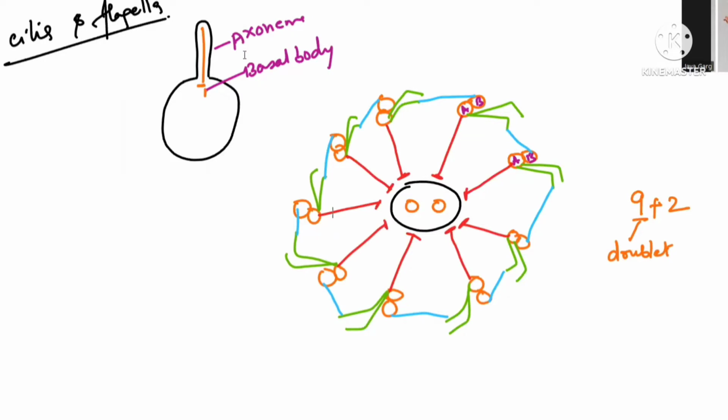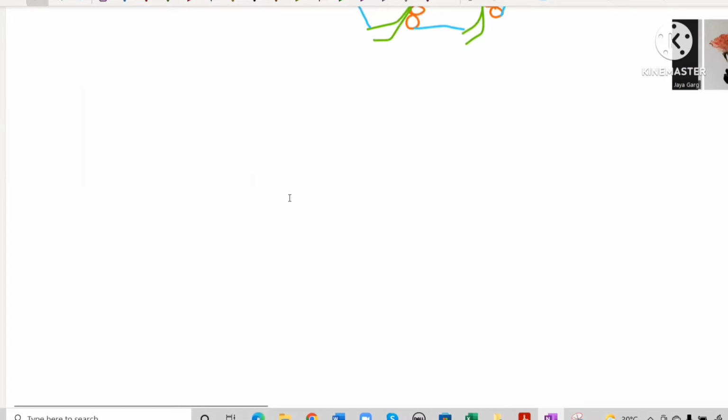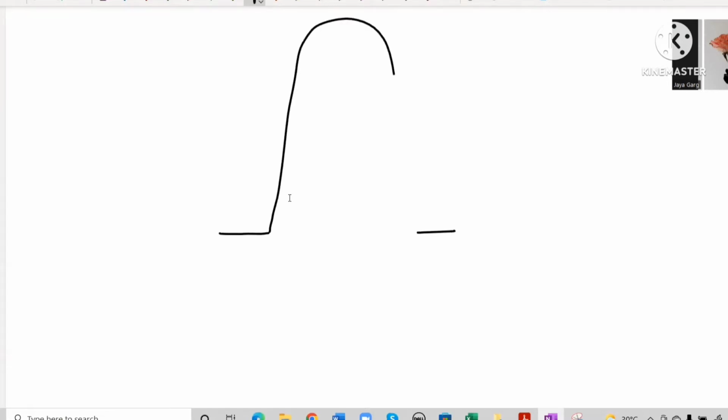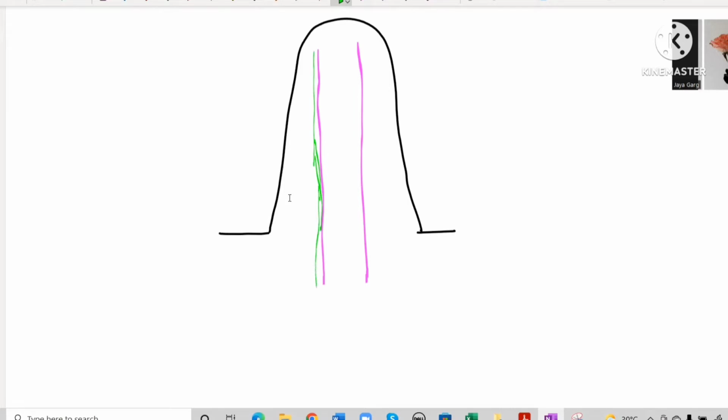Another diagram, just to make you learn. I'll give you an imagination, 1 minute. This is your cell membrane, which is going up to form the axoneme. Clear? This is your A microtubule, which is going up from the basal body to upside. This is your B microtubule, which is going from the basal body, means from the centriole, to upside. This is B microtubule.